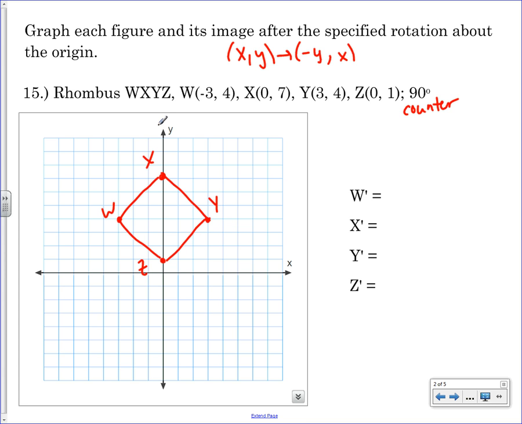So if I look at this one, -3 comma 4, what's that going to turn into? -4 comma -3. Does everybody understand that? They flip places and you take the opposite of the original y. So 0, 7, let's flip places. That's going to be 7, 0, and take the opposite of the original y. So what's it going to be? -7, 0. Super easy, right? What about y prime?